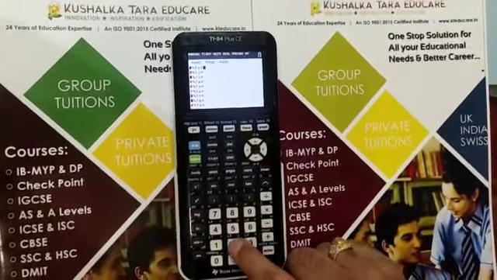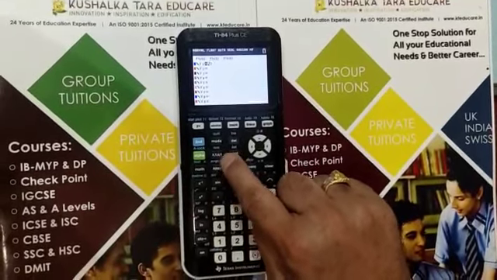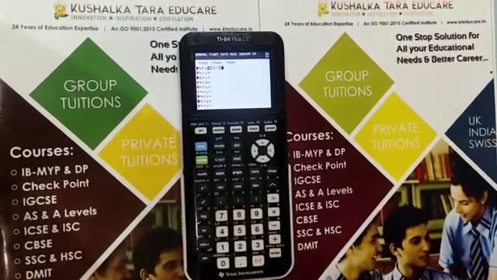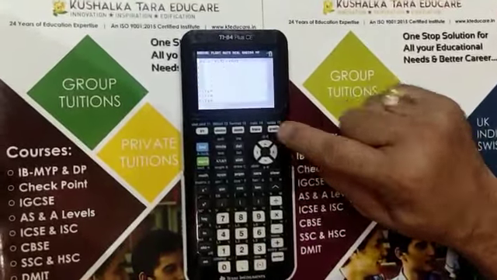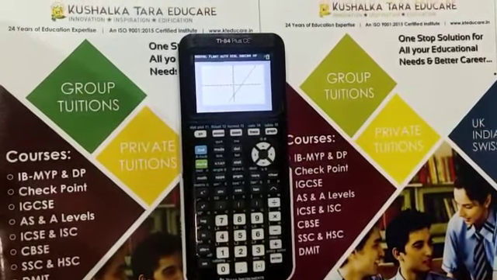In Y1, say for example I take an equation: you can select the X,T,θ,n button to get the x, and then minus 5. So say this is my first equation. I press the graph button and now you can see a graph of that equation appears.